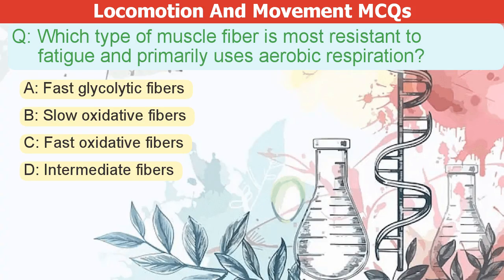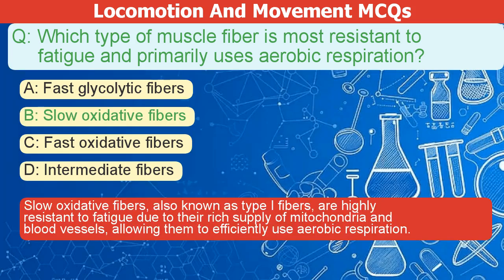Which type of muscle fiber is most resistant to fatigue and primarily uses aerobic respiration? A. Fast glycolytic fibers. B. Slow oxidative fibers. C. Fast oxidative fibers. D. Intermediate fibers. The correct answer is B. Slow oxidative fibers, also known as type I fibers, are highly resistant to fatigue due to their rich supply of mitochondria and blood vessels, allowing them to efficiently use aerobic respiration.